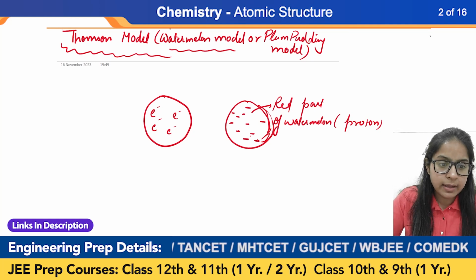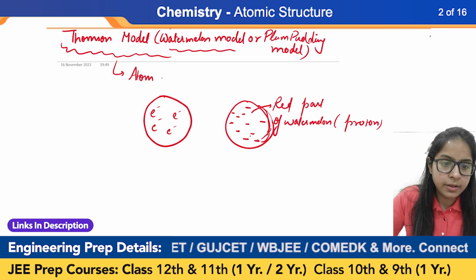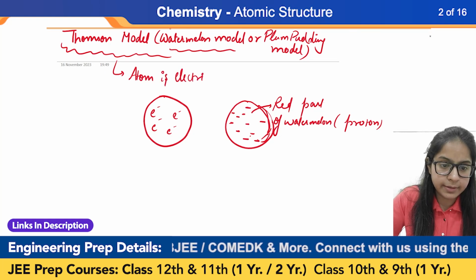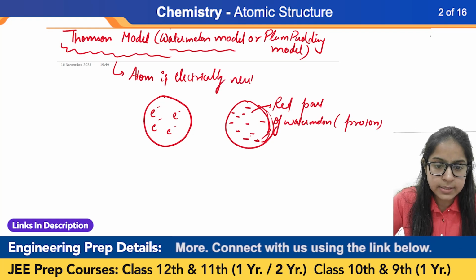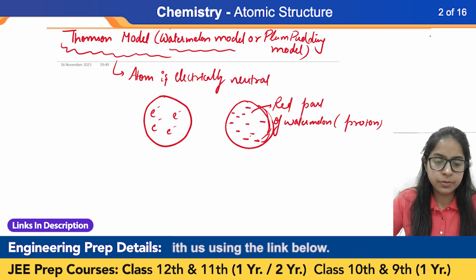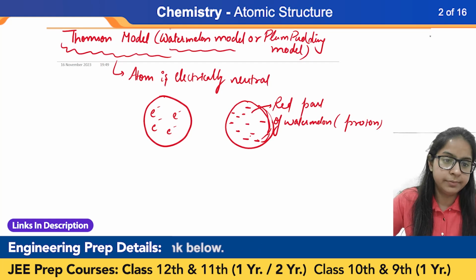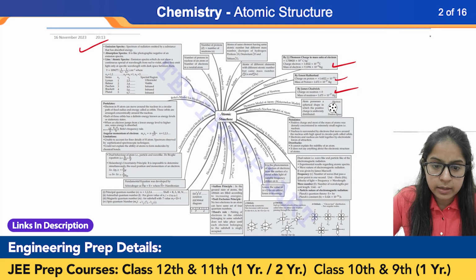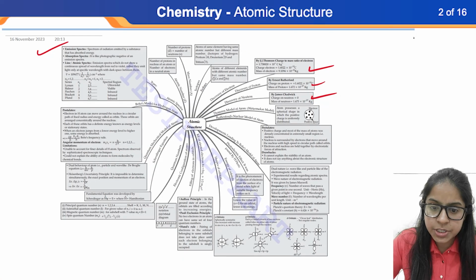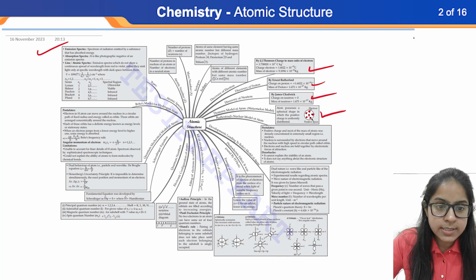Thomson says that atom is electrically neutral. Electrically neutral means the proton and the electron are of equal number. In the Thomson atomic model, the atom possesses a spherical shape, it's round in shape, in which the positive charge is uniformly distributed. Means the positive charge is distributed in the whole atom and the electrons are embedded in it. Okay, so this is Thomson atomic model. But the story doesn't end here.